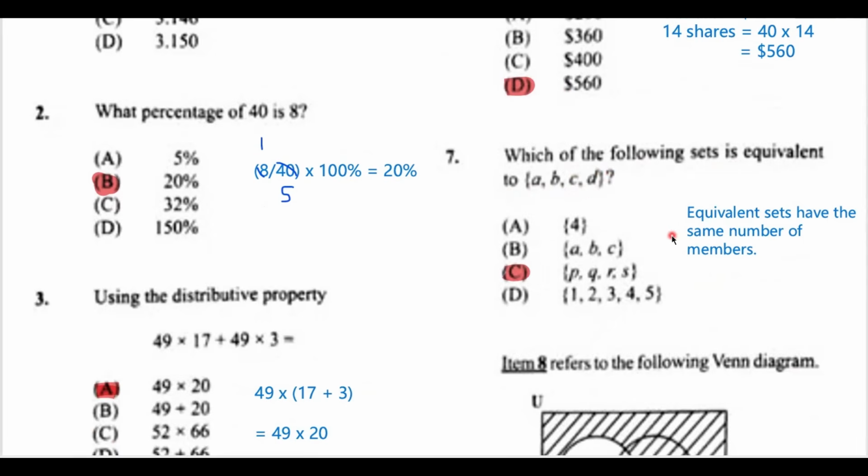Number 7, which of the following sets is equivalent to A, B, C, D? Equivalent sets generally will have the same number of members. Okay, it's not about being equal, but having the same number of members. The only answer to that is C, where you have 4 members, just like A, B, C, D is 4 members, right? So C is your answer.